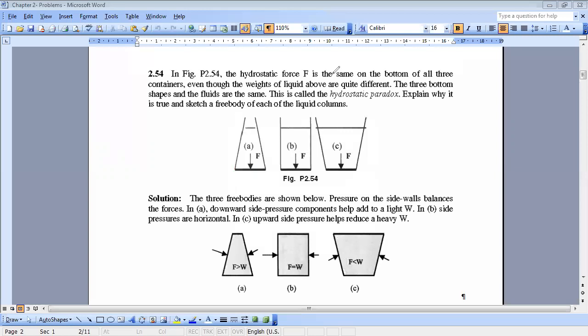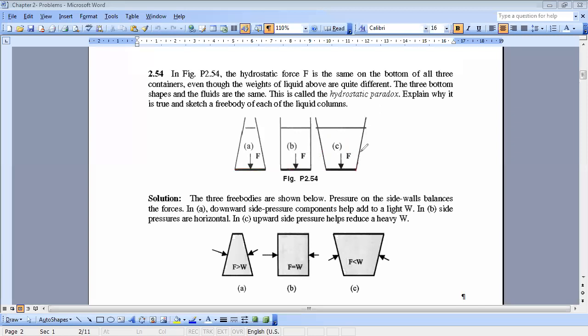Okay. What is the paradox side? The paradox is that different weights will give us the same pressure, the same force on the bottom surface. This is the paradox. Because at first sight, you might say, because here I have more fluid, so a larger weight, I expect to have a larger force on this bottom area. Why is this wrong?